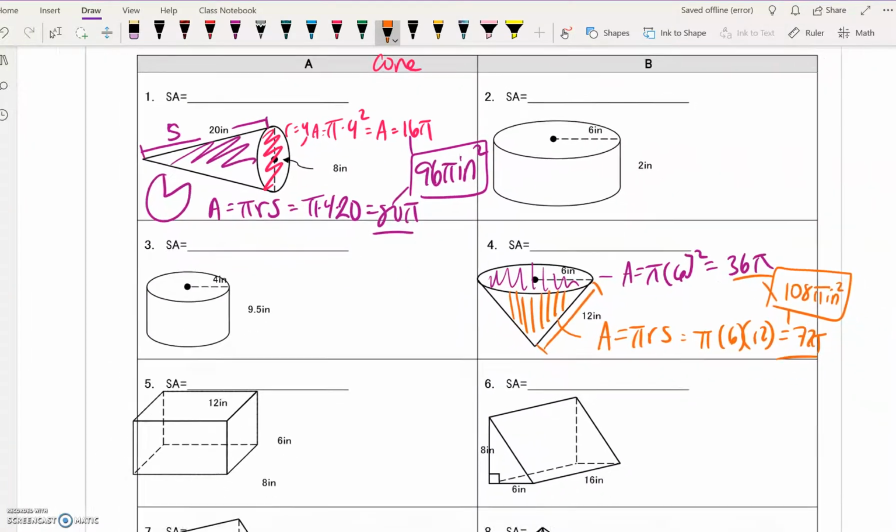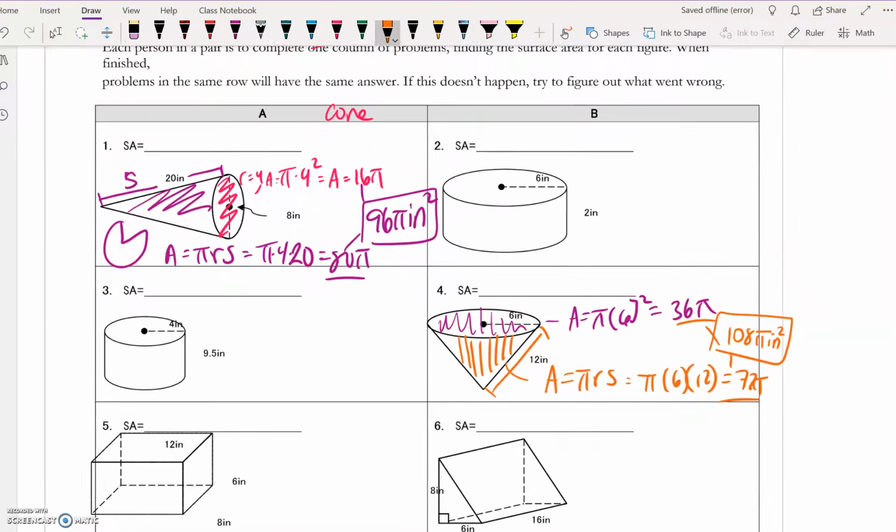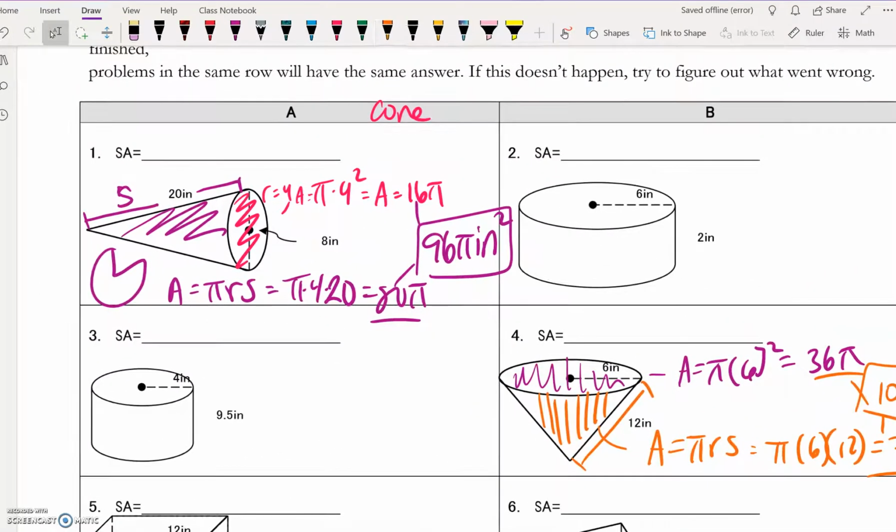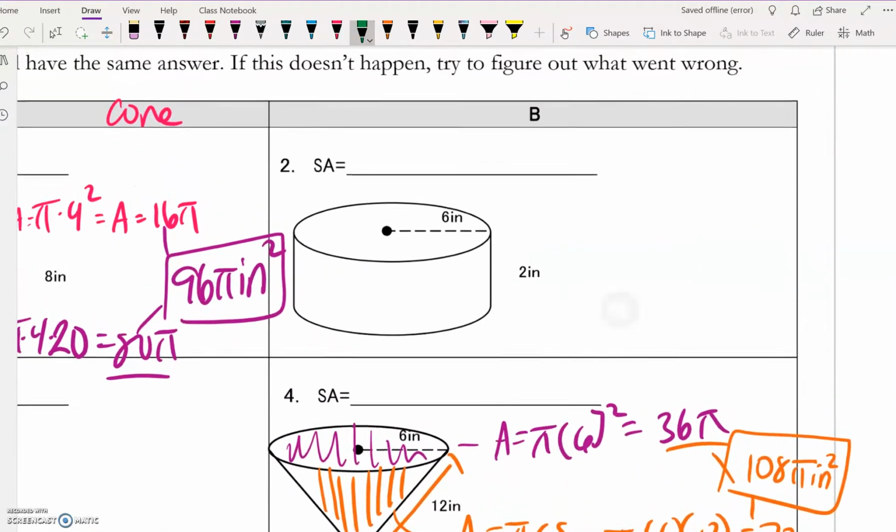It's going to be 108 pi inches squared. And then it looks like the next couple of problems that we have are some cylinders. So cylinders are really good practice. Let's start with number 2.